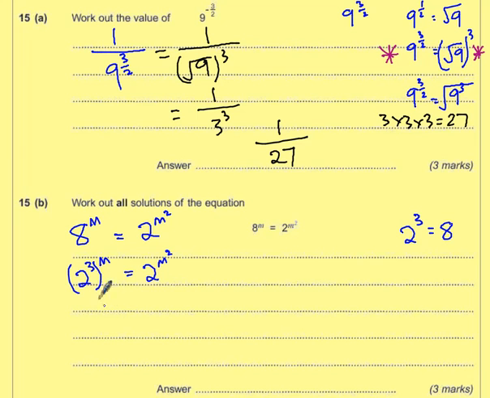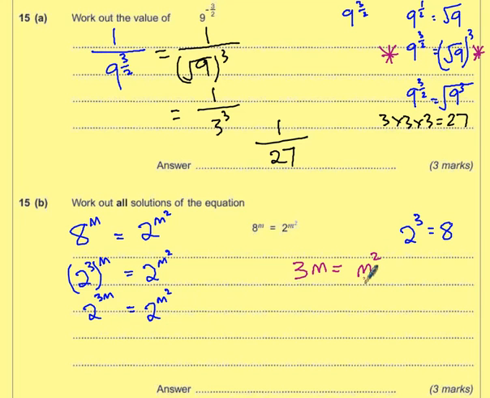So now I need to combine these two indices. So 2 raised to the power 3 raised to a further power of m is 2 raised to the power of 3m, and that is equal to 2 raised to the power of m squared. I can now compare my powers of the same base number, so I can now write that 3m is equal to m squared. So I've now got a quadratic equation.